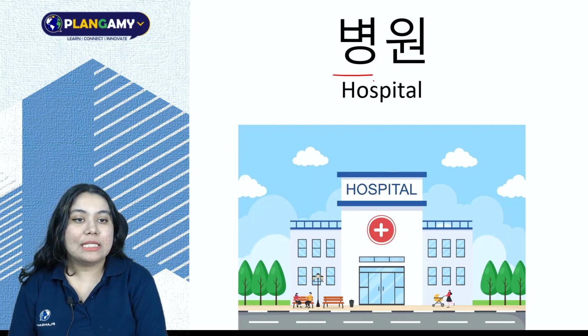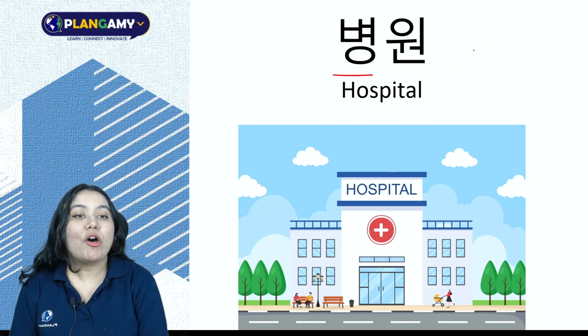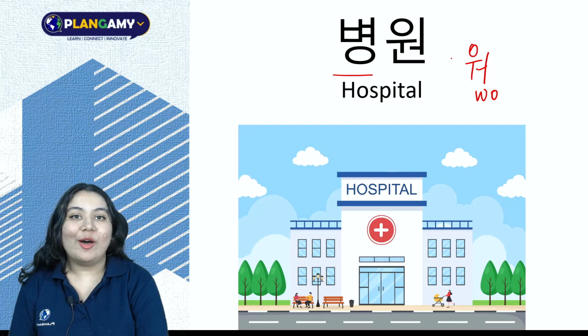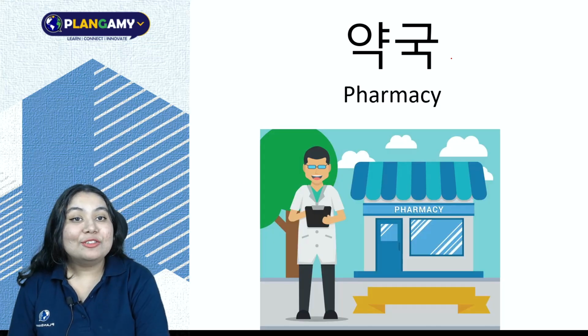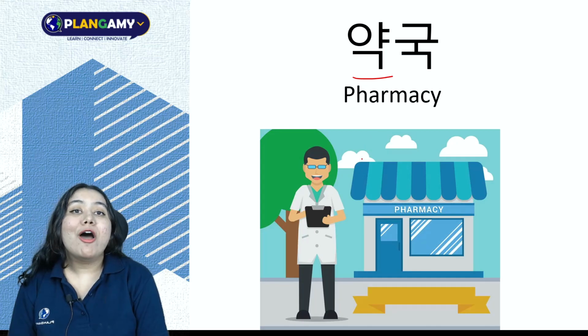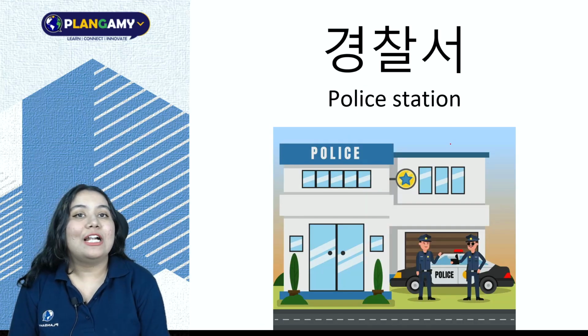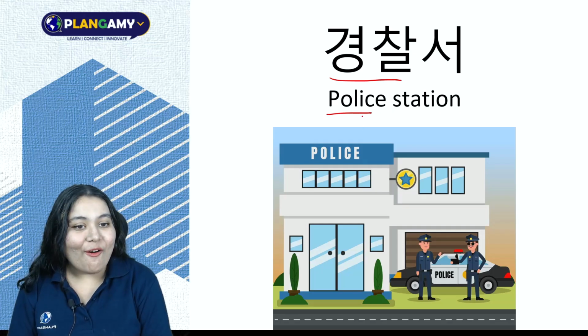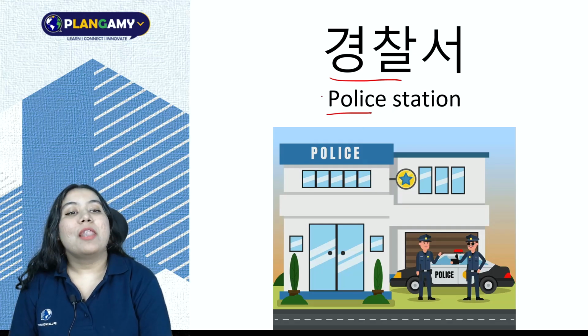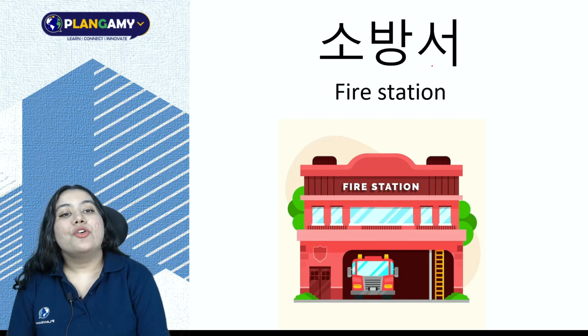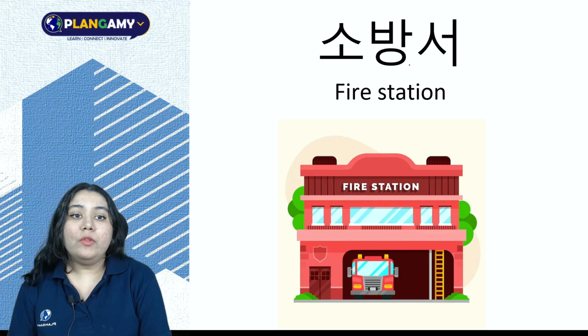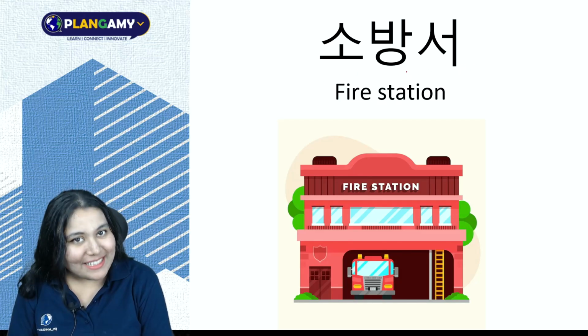Next we have 병원. 병 is a disease. So 병원 is a hospital. U gives me a wa sound. 병원. Next we have 약국. 약 is medicine. So 약국 is a pharmacy. Continuing, we go to 경찰서. We did 경찰, a police officer. So 경찰서 is a police station. Last 어휘 for today is 소방서. 소방서 is a fire station.